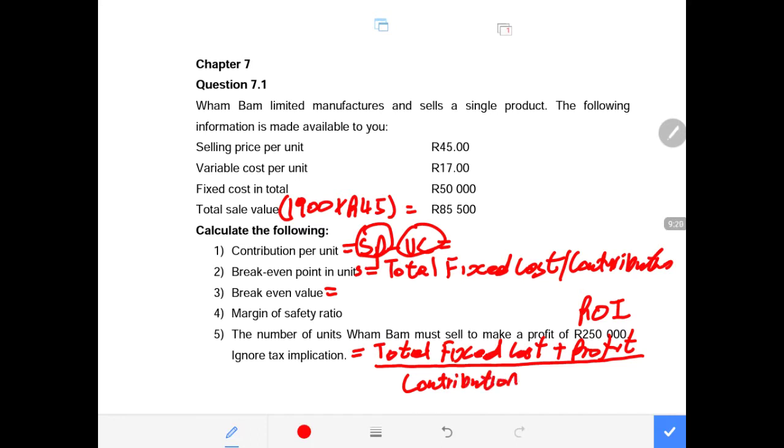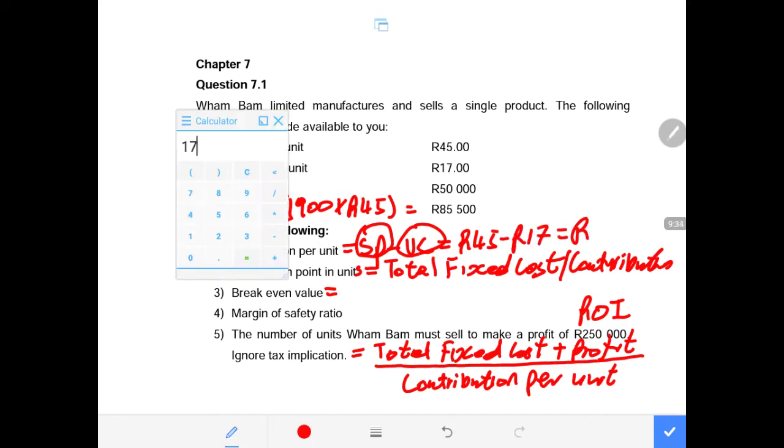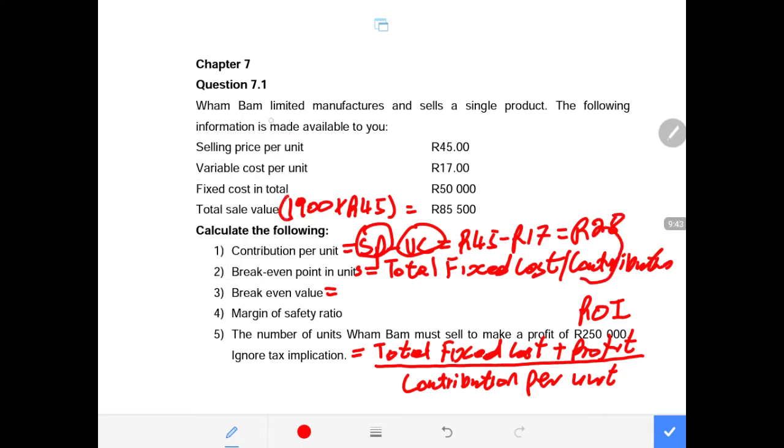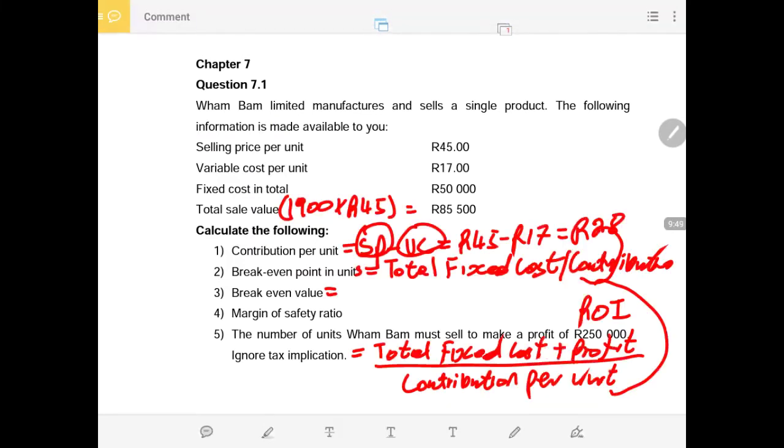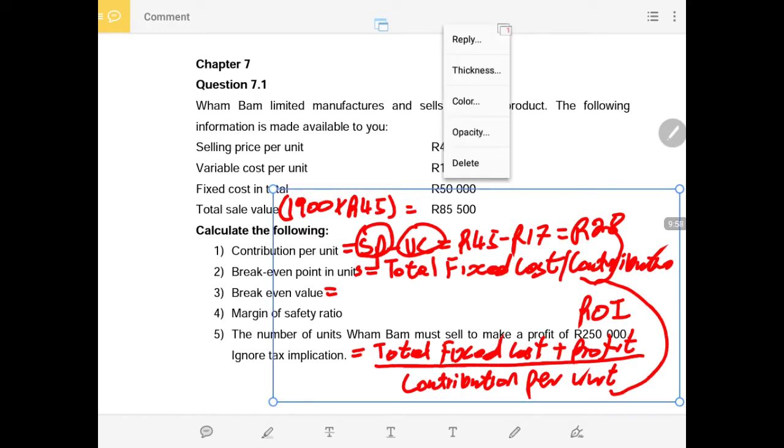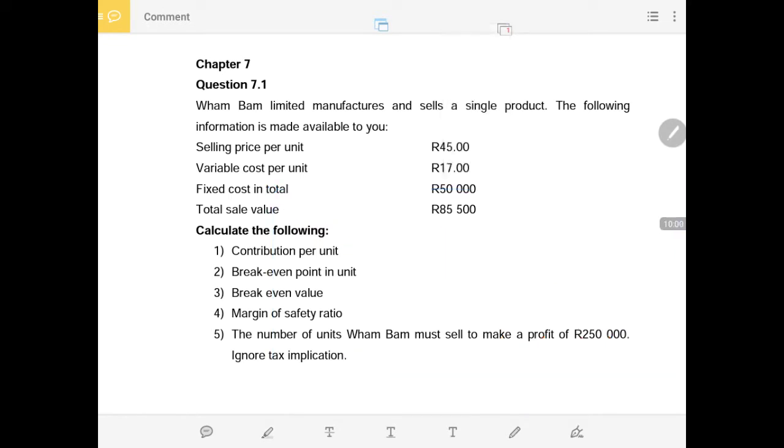The contribution per unit has not changed. It's the same contribution that we would have calculated in the beginning, which is selling price minus variable cost of 17 Rand. Definitely that will be 45 minus 17, meaning our contribution would have been 28 Rand, which would have been used in the calculation of the break-even point units, which will also be used in the calculation of the number of units to be sold in order for one BAM, the owner or the investor, to get a profit of 250,000 Rands and enjoy it. Let us then now respond to the questions.